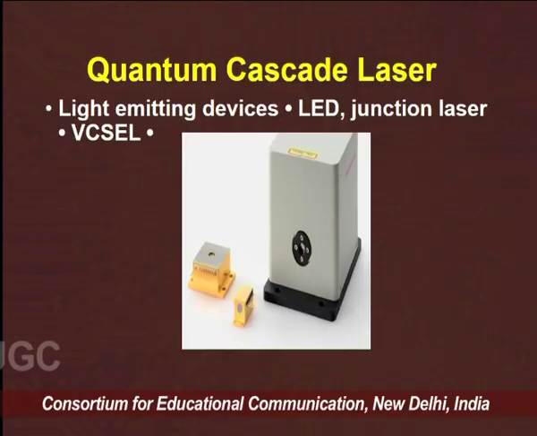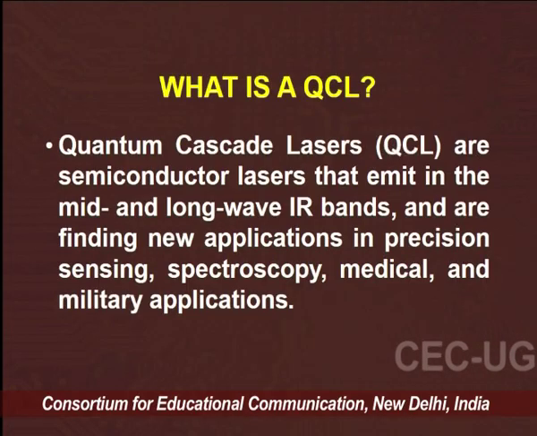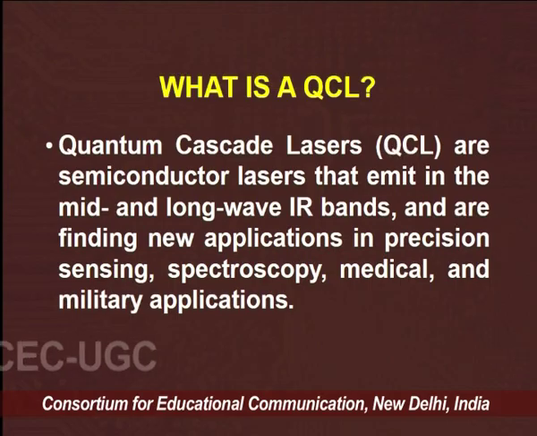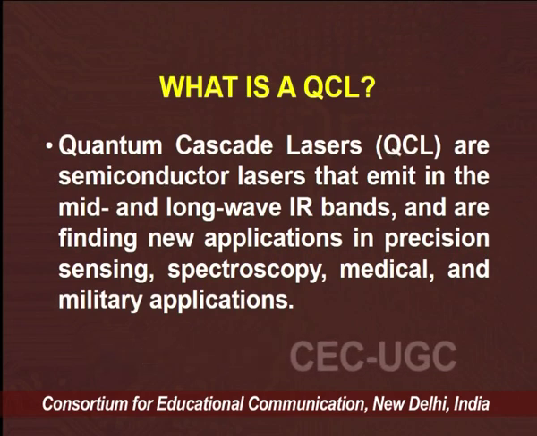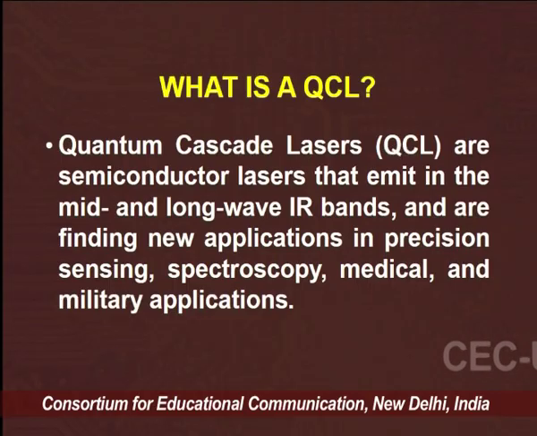This is a device which is used like the normal laser, but in quantum we use a quantum cascade laser. There is a light emitting device, that is also LED type, and a junction laser we use here, that is also called VCSEL. So what is this QCL? QCL stands for quantum cascade lasers. These are semiconductor lasers. Semiconductor lasers we have discussed in the previous lecture.